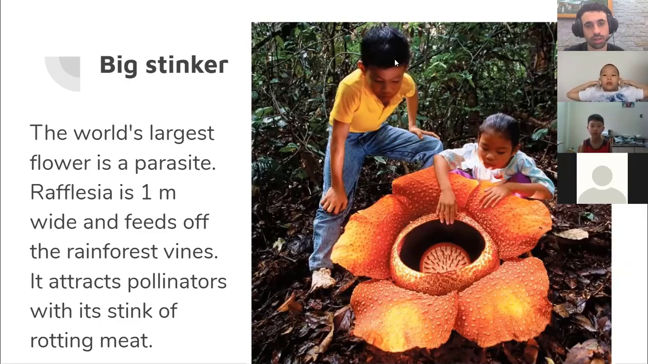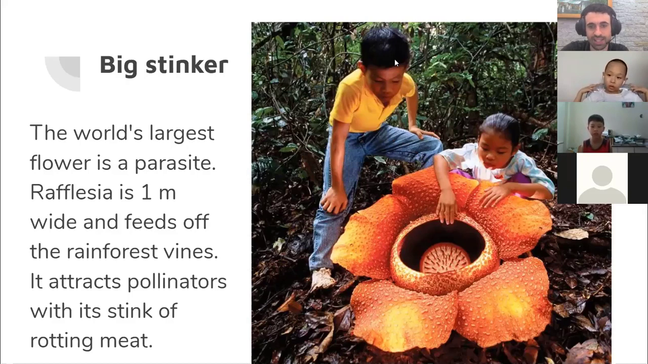Largest flower is a parasite. Rafflesia is 1 meter wide and feeds off the rainforest vines. It attracts pollinators with its stink of rotting leaves. Ooh, yuck.